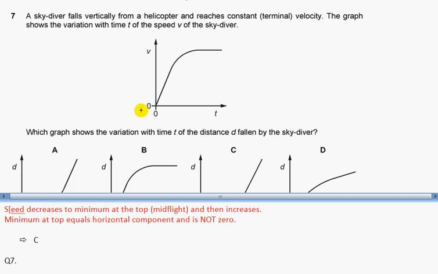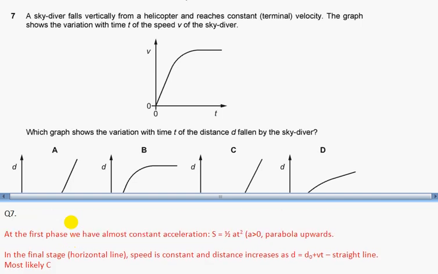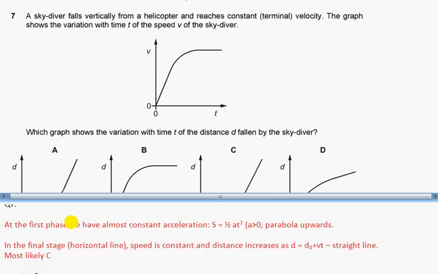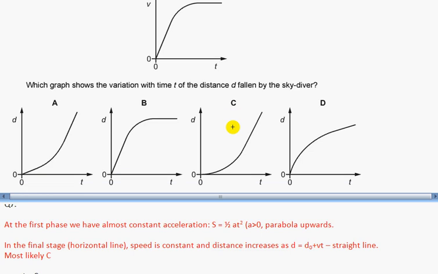So the skydiver first moves almost at constant acceleration and then at constant speed. For constant acceleration we have a parabola, and for constant speed we have a straight line. Here we have a clear parabola, and a straight line here. And this parabola is upward, so we choose C.